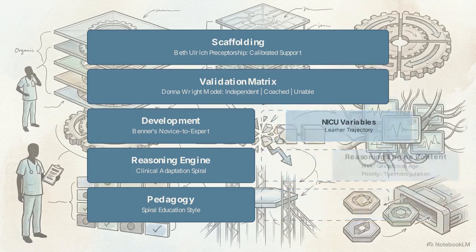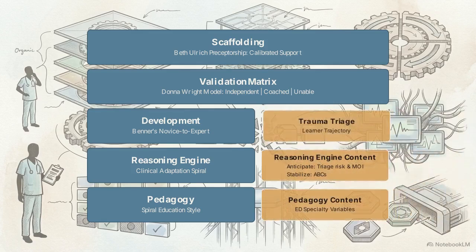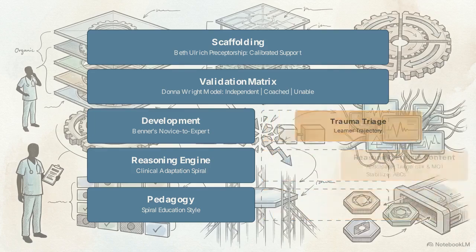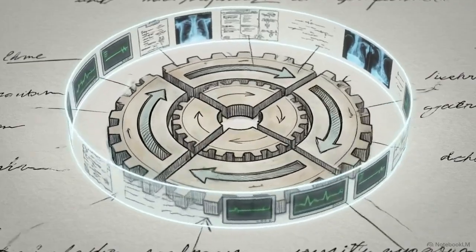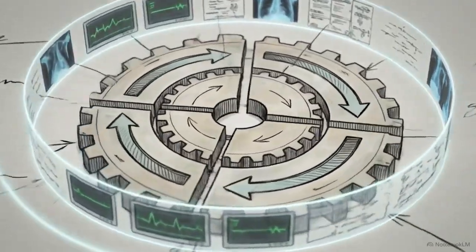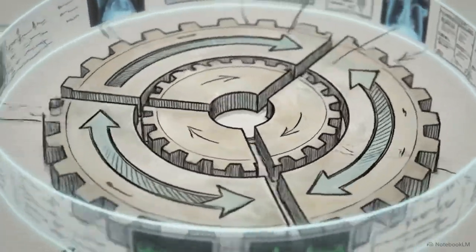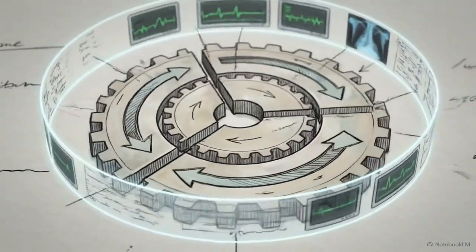By removing NICU-specific variables from the architecture, the base structure remains intact. Emergency department variables, like trauma triage, slot seamlessly into the exact same framework. Oncology variables, like neutropenic sepsis, utilize the exact same competency validations and coaching tools. While the behaviorally anchored criteria and coaching scripts adapt to the unique specialty, the underlying cognitive engine remains identical.